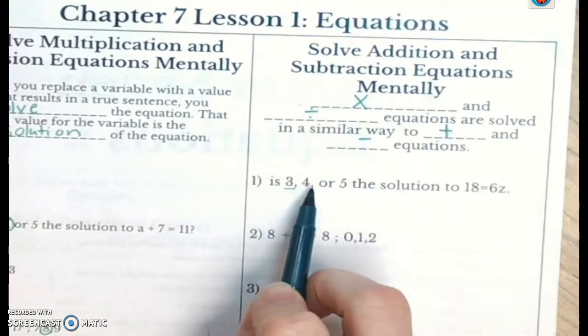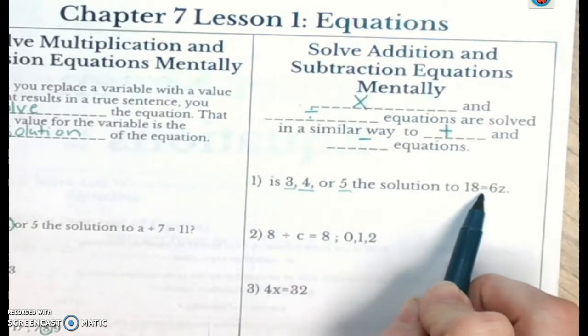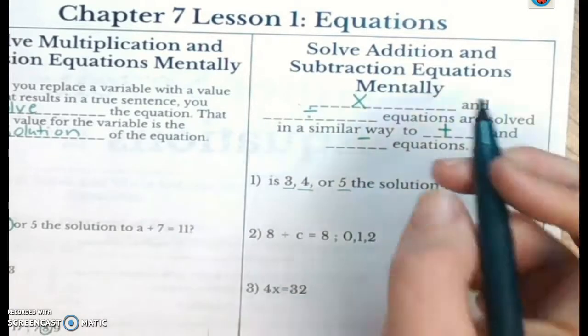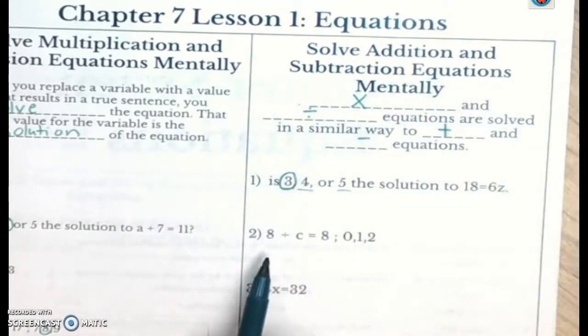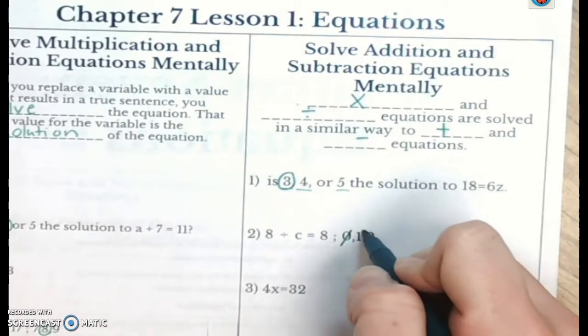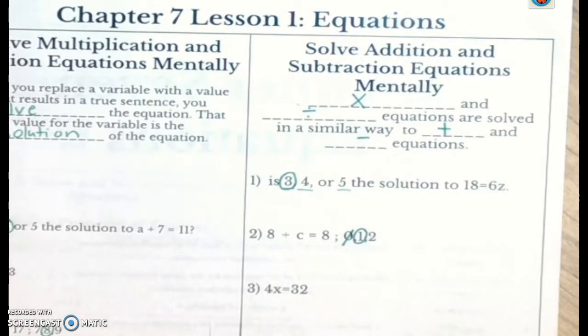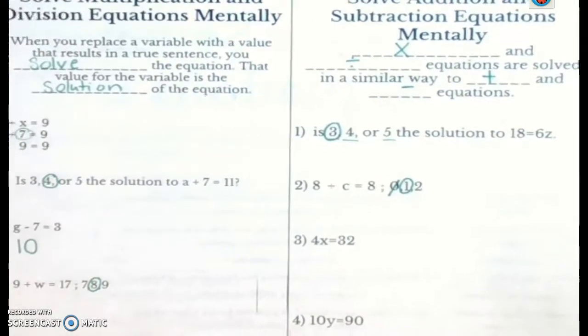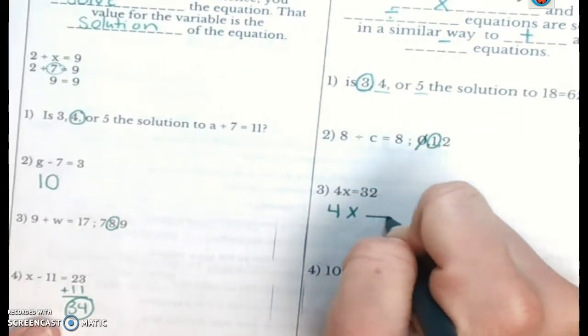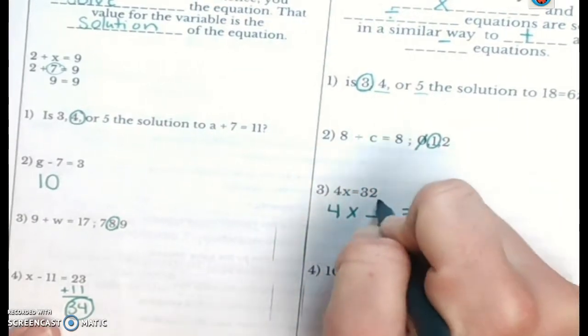They gave you some choices here, 3, 4, 5. 18 equals 6 times z. 6 times what equals 18? And your answer is 3. 8 divided by c equals 8. We're not going to use 0. We're going to use 1 because 8 divided by 1 is 8. 4x, which means multiplication. So 4 times what equals 32? And your answer is 8.